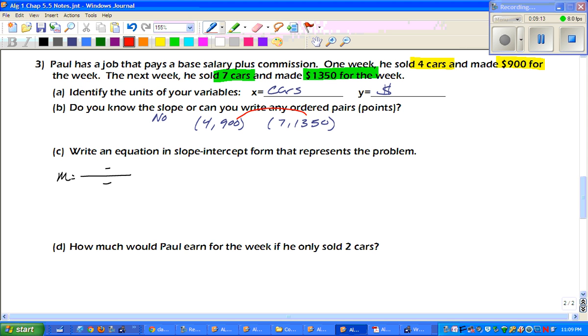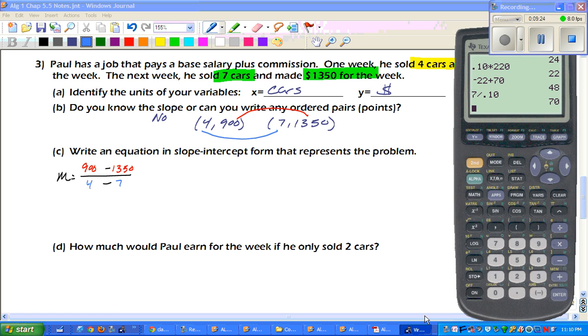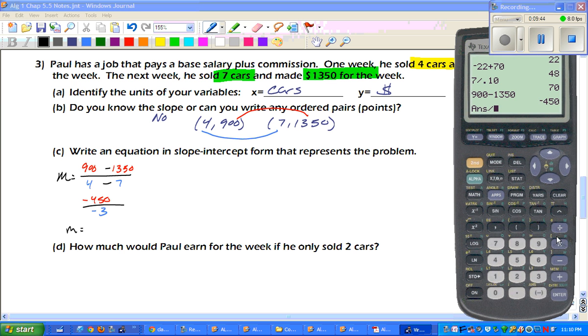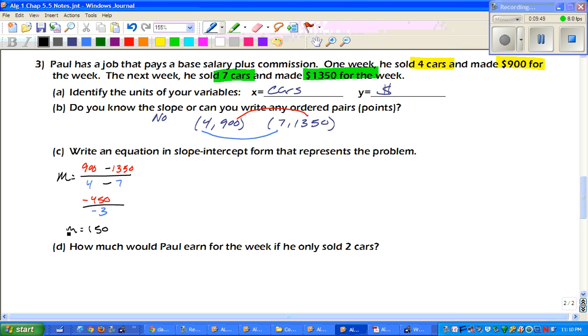Remember that the y's go on top and the x's go on the bottom. Now, if you need to use your calculator, go ahead. I'm doing it just to double check. So we get negative 450 on the top. Now 4 minus 7, I do know that, that's negative 3. But when we reduce that, negative 450 divided by negative 3 is going to give us a total of 150. So there's our slope.